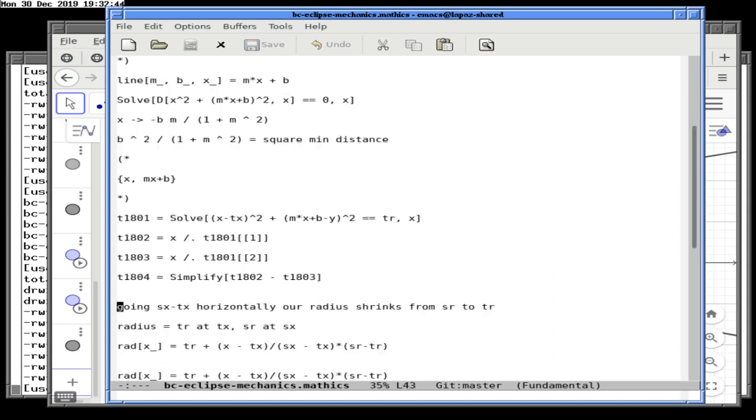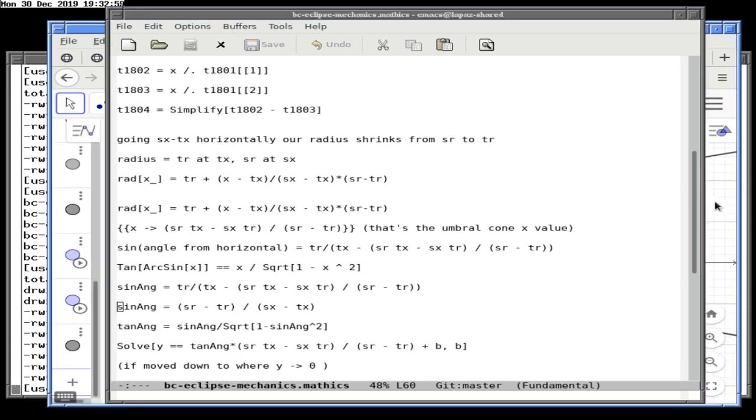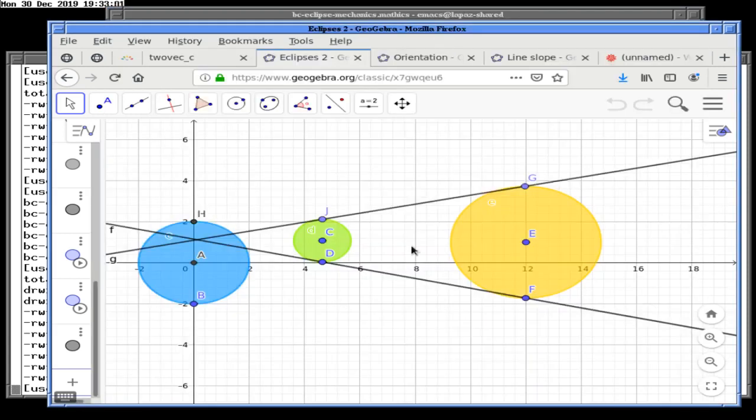Jesus Christ. Wow. We went through a lot of crap to get to this. SR minus TR over SX minus TX. That's the X position. Now, there's another point where the angles are going to be identical, and it's going to be, like, right over here somewhere. I'd like to look at that.